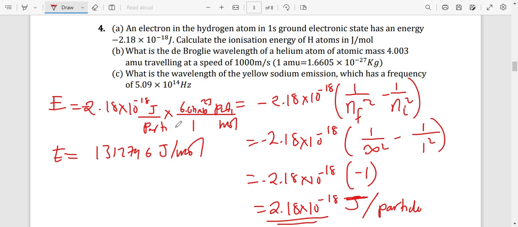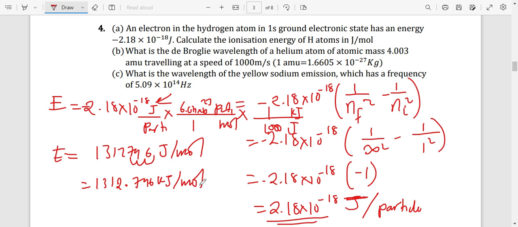At times I'll tell you kilojoule per mole. To convert to kilojoule per mole, simply multiply again. I've got a joule here, so we put a joule down and then a kilojoule on top. In 1 kilojoule, I've got 1,000 joules, so just divide this value by 1,000. It would be 1312.796 kilojoule per mole. As simple as that.